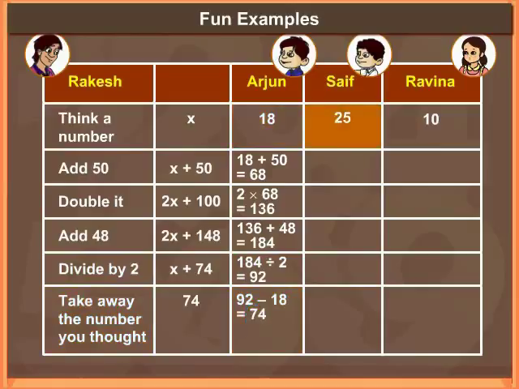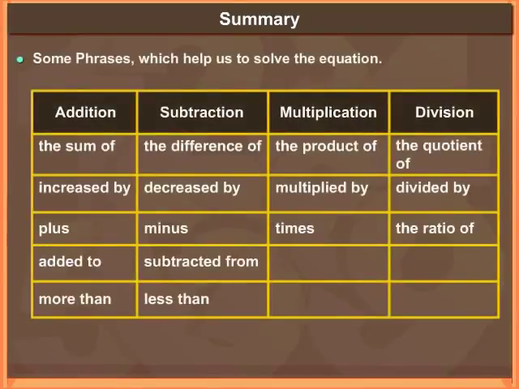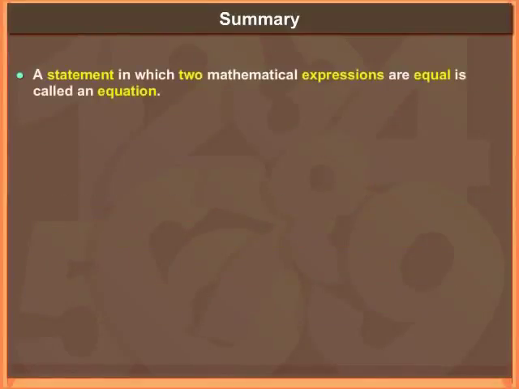Similarly, we can find the numbers of Saif and Ravina. You can also think of a number and calculate it to see if you get 74 or not. Let us revise all that we have learned in this module, expression and equation.